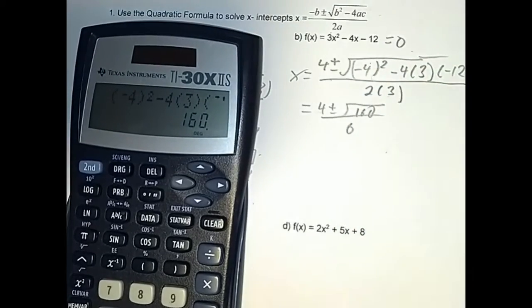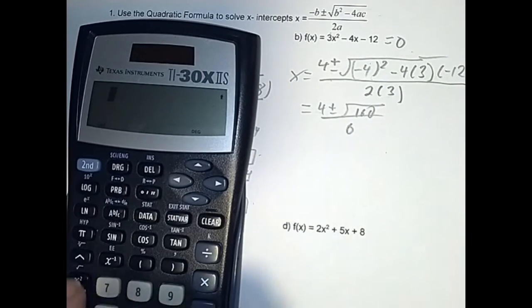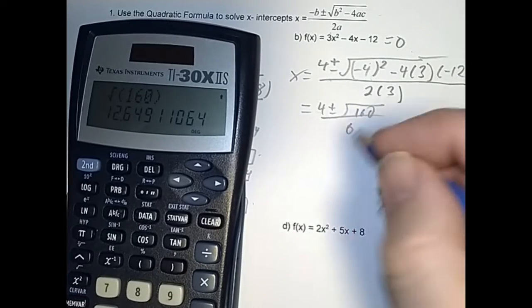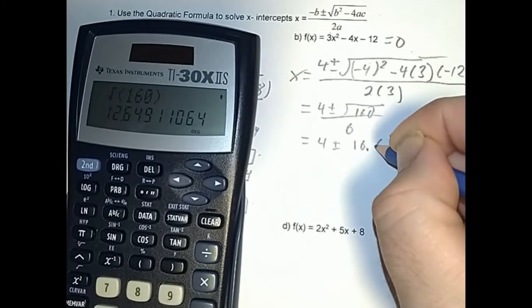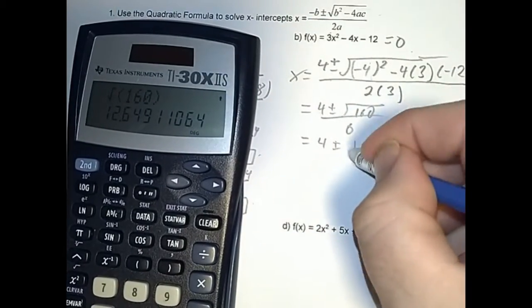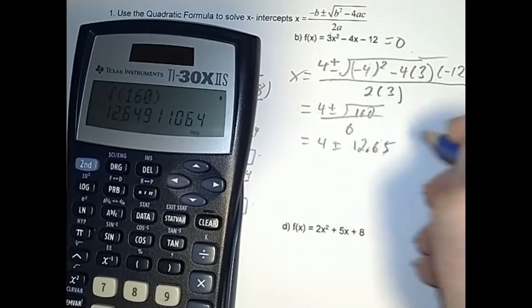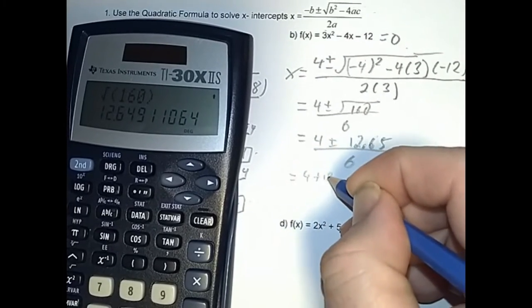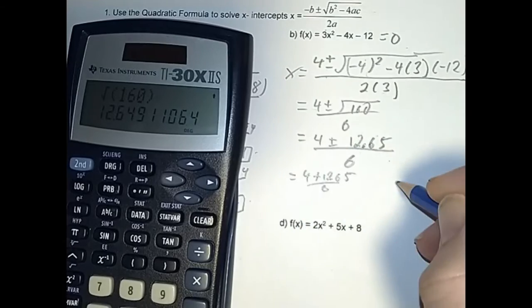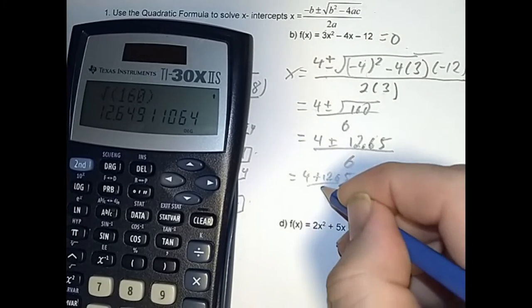2 times 3 is 6. Now you take the square root of 160. Square root of 160 is 12.65. All over 6. And one of the answers is 4 plus 12.65 over 6. And the other answer is 4 minus 12.65 over 6. So one's plus, the other's minus.